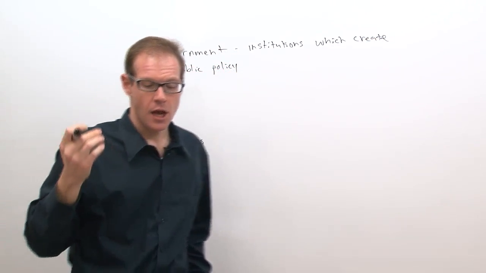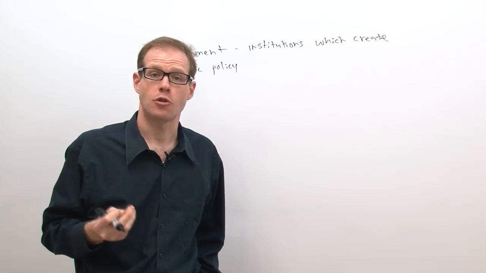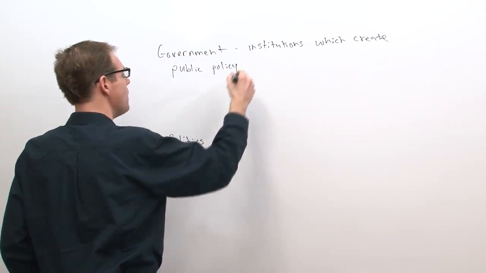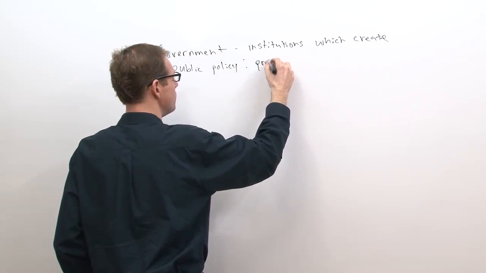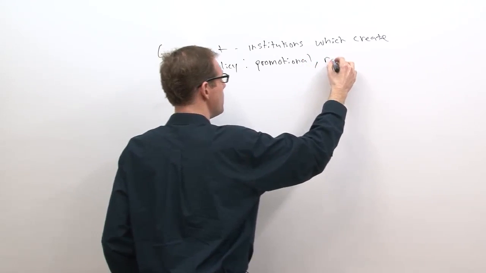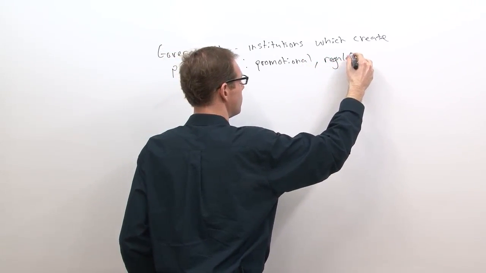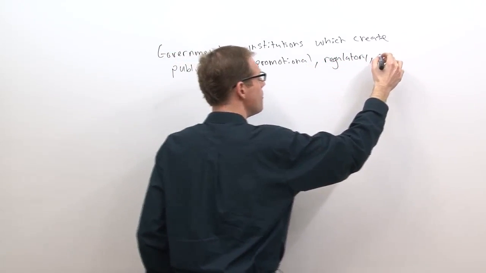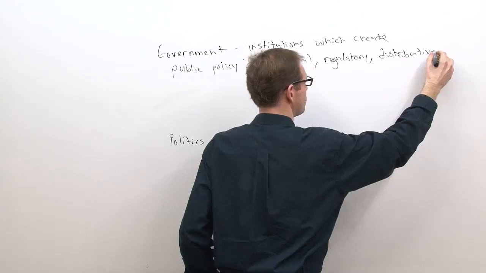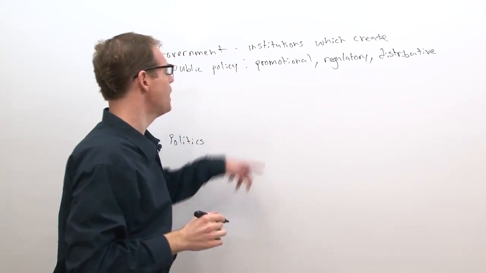That is what goes on in a country on an official level. There's three types of public policy. It may either be promotional, it may be regulatory, or it may be distributive. Now, what do I mean when I say that?